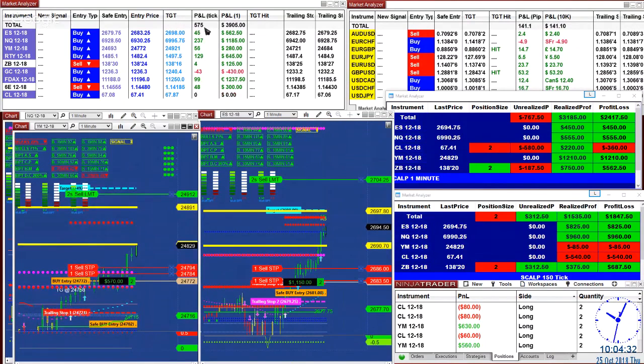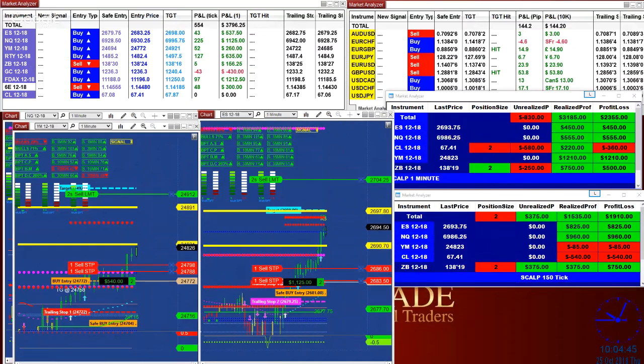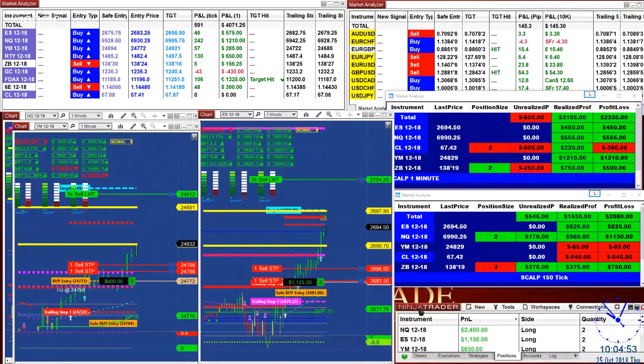Right now we have 569 ticks based on the last entry signal, folks. Last entry signal, we have 573, and we will be covering also the swing trading. If you give me just 5 minutes.